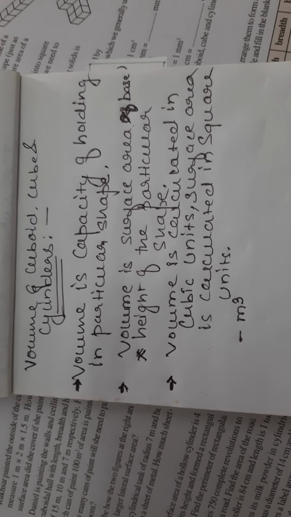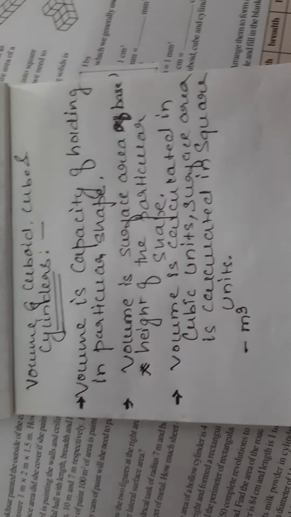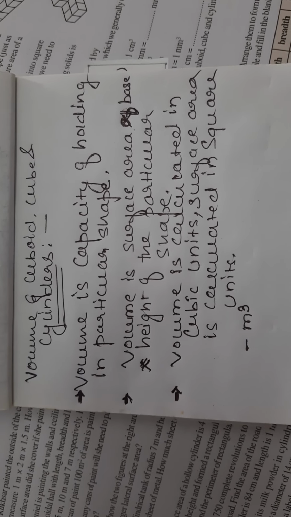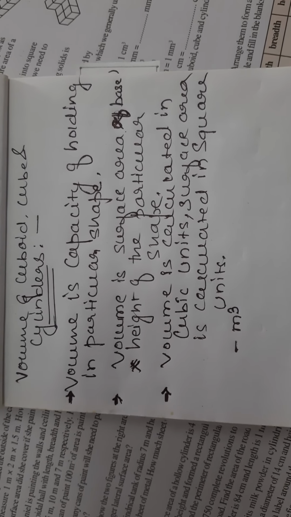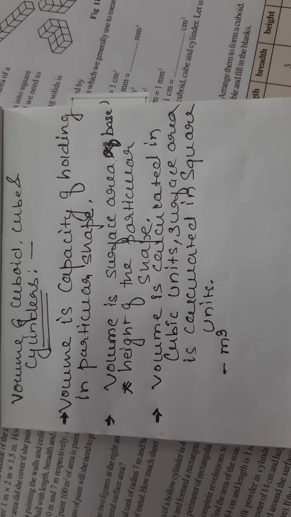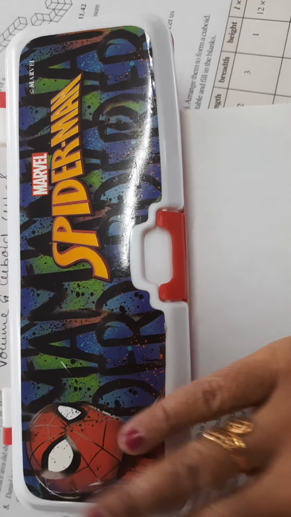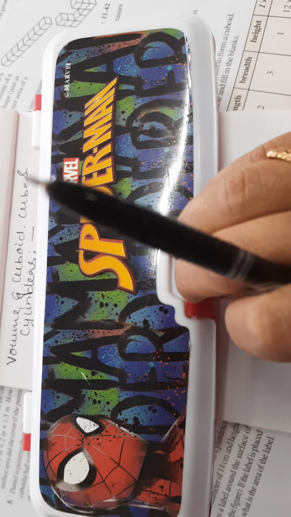I have already taught you the surface area of cube, cuboid, and cylinders. So now let's discuss volume of cuboid and cylinder. Surface area is basically the area covered by a 3D shape. So the total area covered by a 3D shape is the surface area of that 3D shape.